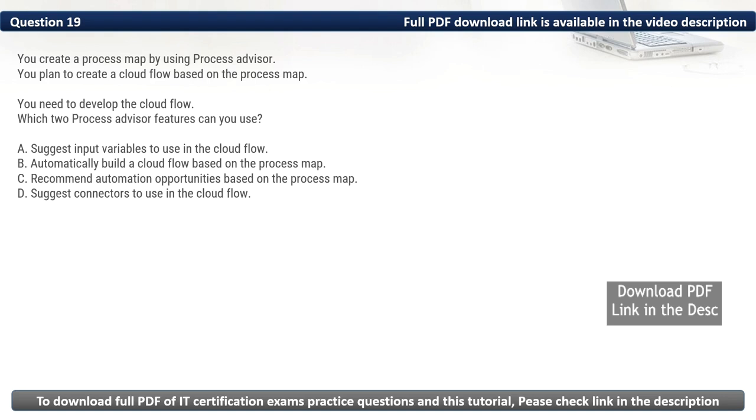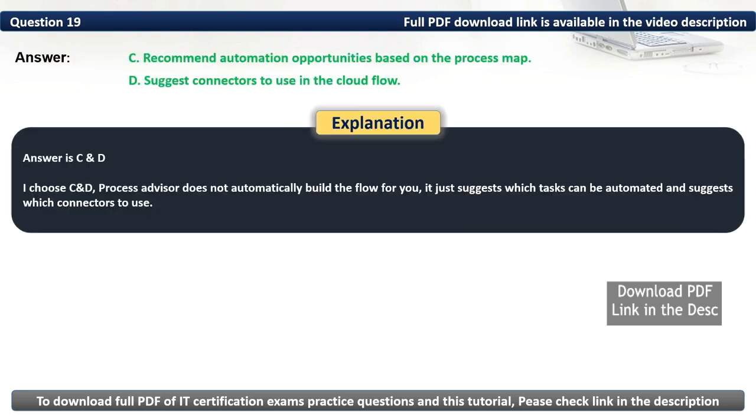Here in this question, the two process advisor features that we can use are recommend automation opportunities based on the process map and suggest connectors to use in the cloud flow. Thus, the correct options are C and D. Process Advisor does not automatically build the flow for you. It just suggests which tasks can be automated and which connector to use.